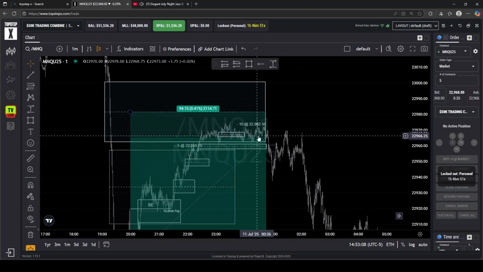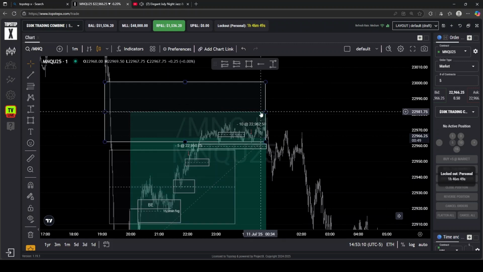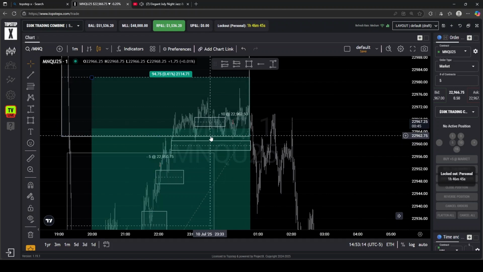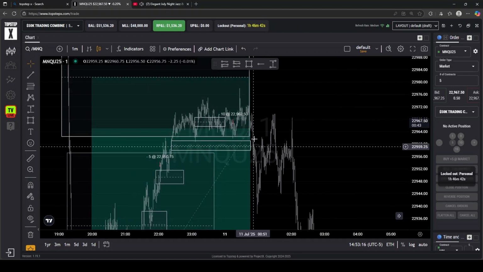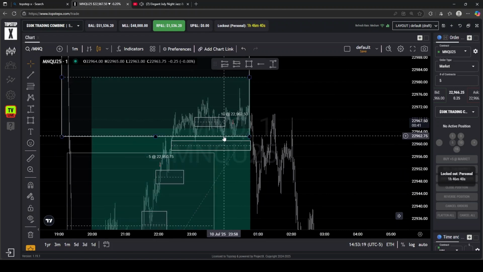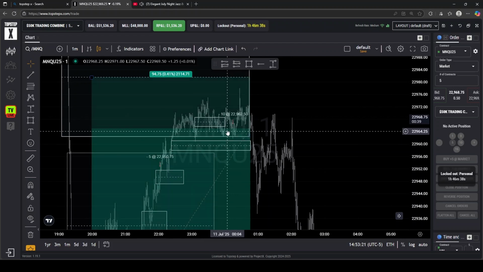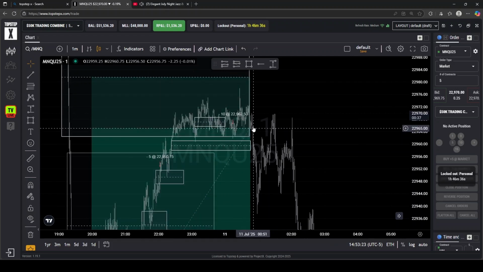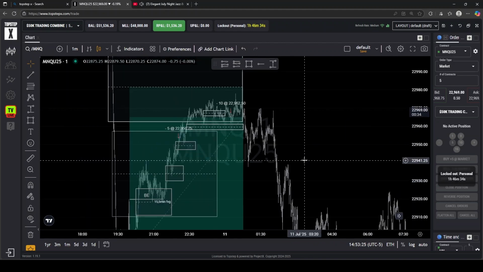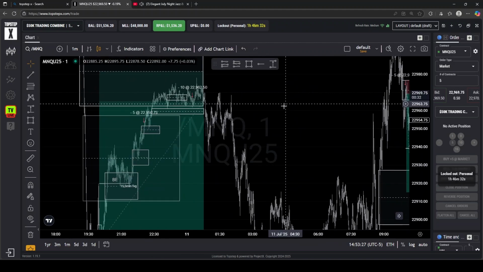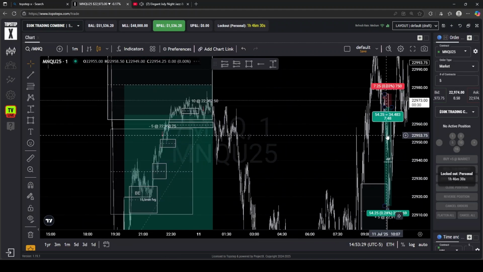Honestly, I was almost falling asleep at this point. It just kept edging my TP. So I decided to just trail my stop all the way to this wick right here. I mean, this candle. And it stopped me out. And it looked like I caught pretty much the top of the move.